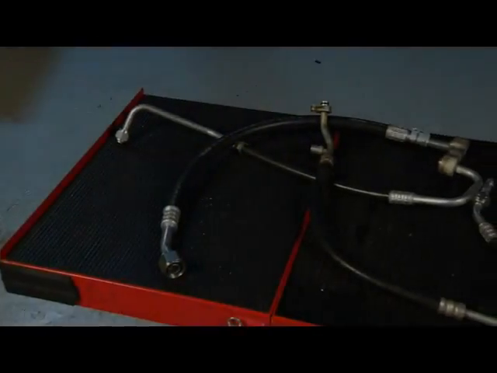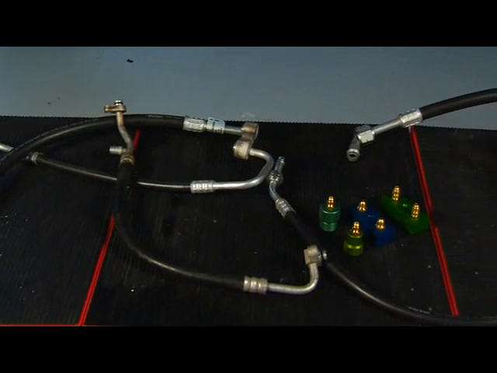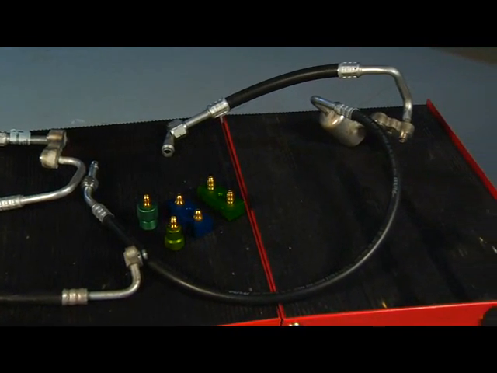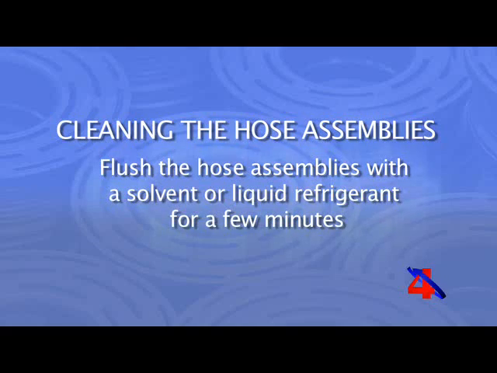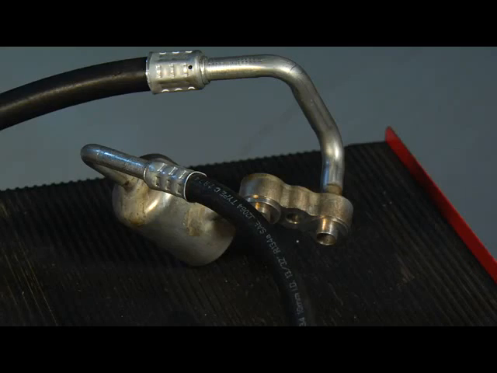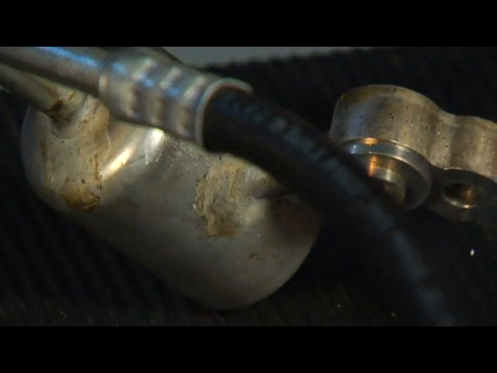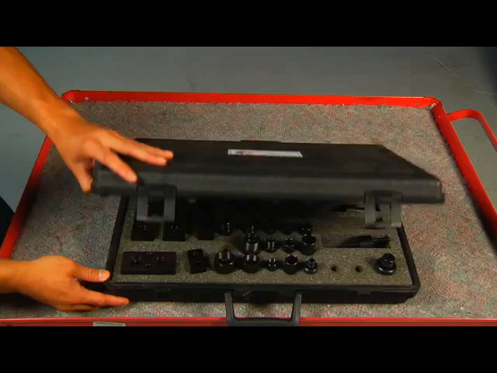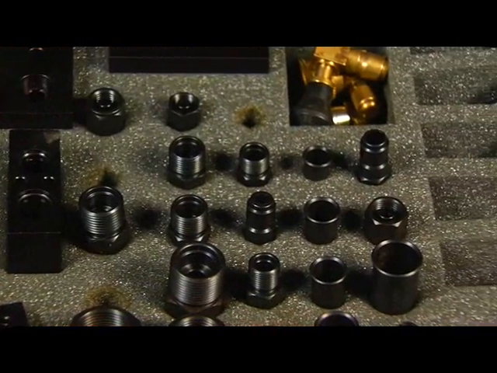The AC lines and hoses are the easiest components to clean in the system, but may contain a lot of debris. You can flush the hose assemblies with a solvent or liquid refrigerant for a few minutes until debris is no longer visible. Again, it is important to purge with air for a few minutes to clean any oil residue that may be remaining in the hose after the use of solvents. If the hose assembly has an integrated muffler, you can only use liquid refrigerants to clean the lines with the aid of adapters and block connectors.